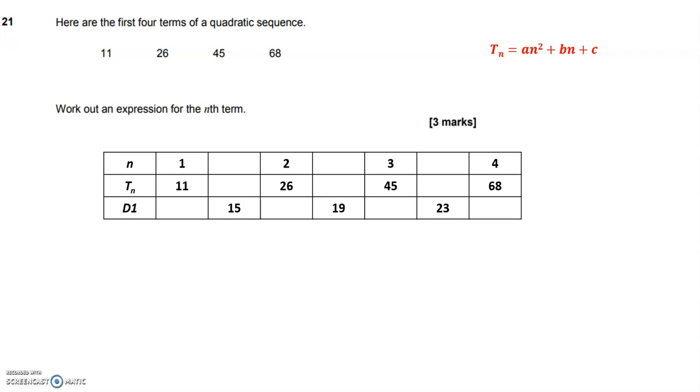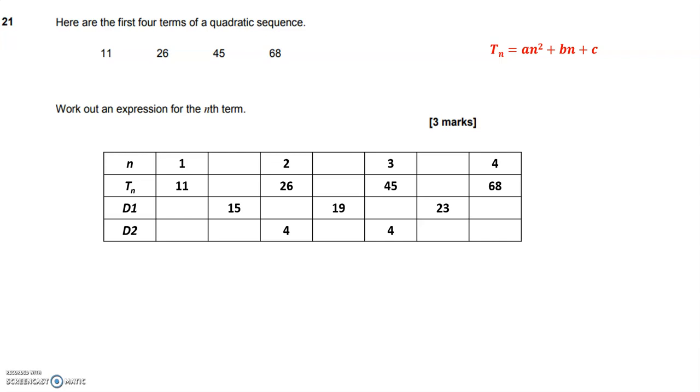Okay, now on to the next row, where we work out what I'm calling D1, the first differences. So 11 to 26 is 15, 26 to 45 is 19, 45 to 68 is 23. Those are the first differences. Now we need the second differences, the differences of the differences. 15 to 19 is 4, and 19 to 23 is 4 again. Now we've only got 4 twice there because we've only got 4 terms to start with, but however many of those you've got in D2, 4 and 4, they must all be the same.